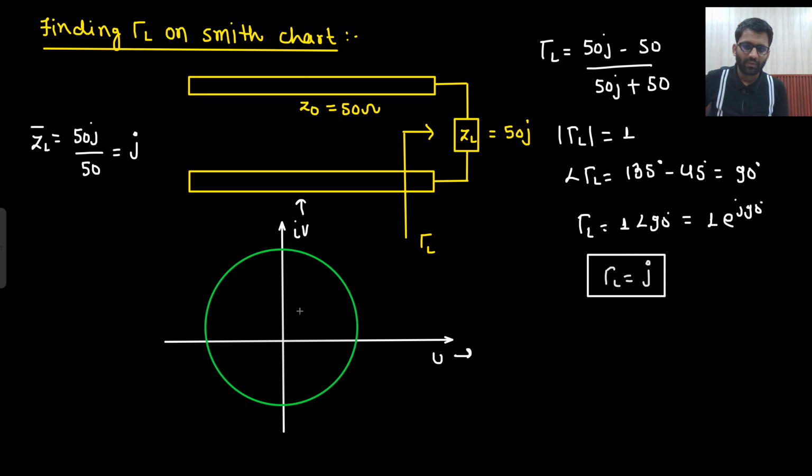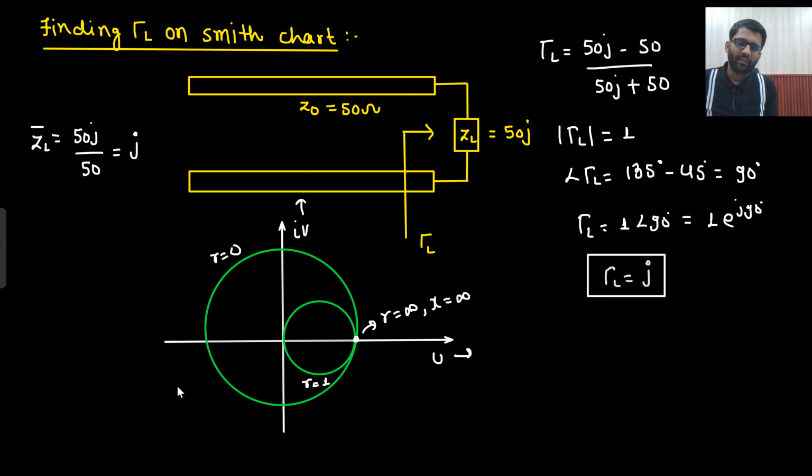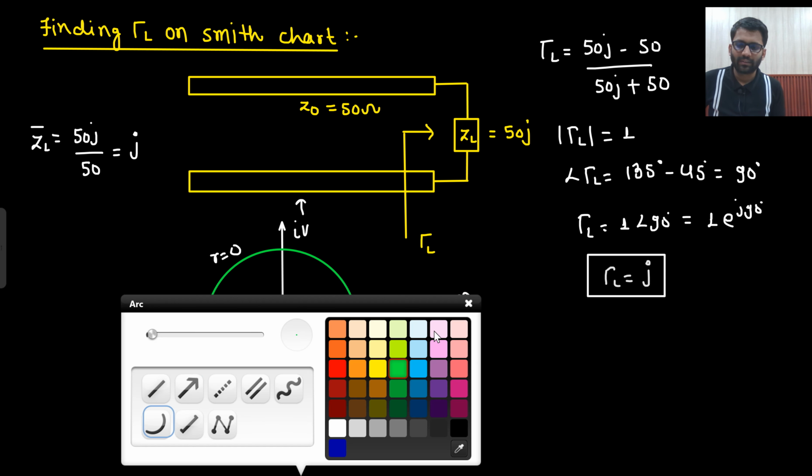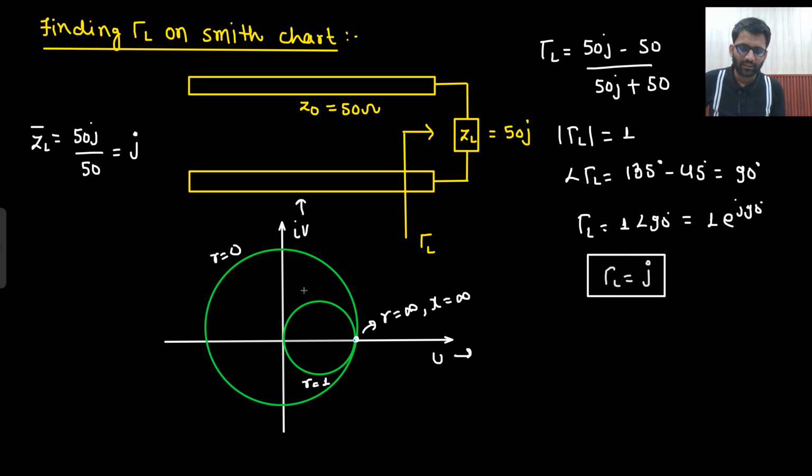This is R equals to 0. Then there is R equals to 1. This is your R equals to 0 circle. This is your R equals to 1 circle. Then for X, what do we remember? This point is R equals to infinity, and certainly this point is X equals to infinity as well. Now talking about X, this is your X equals to 1 circle, this is your X equals to minus 1 circle. This is what we make, right?